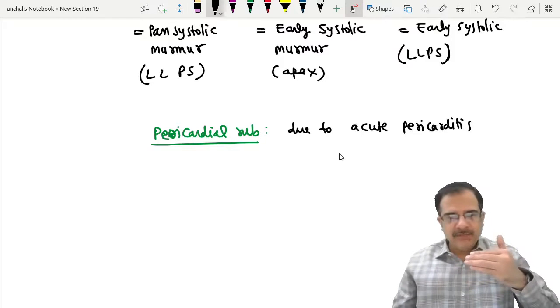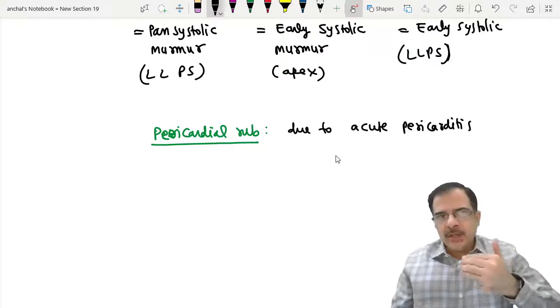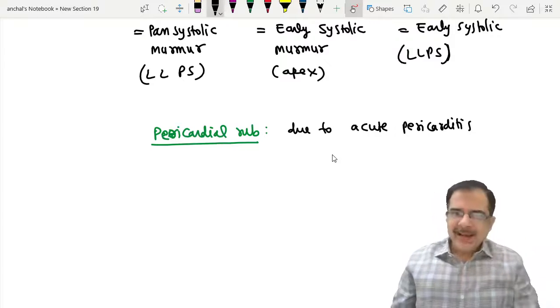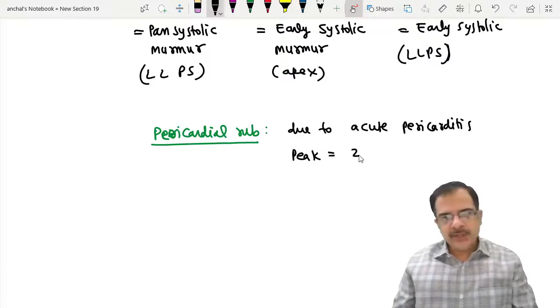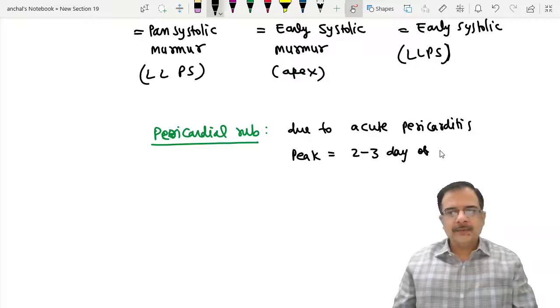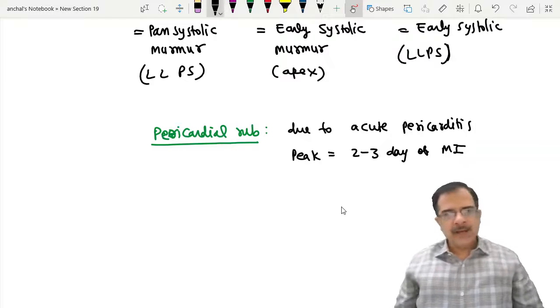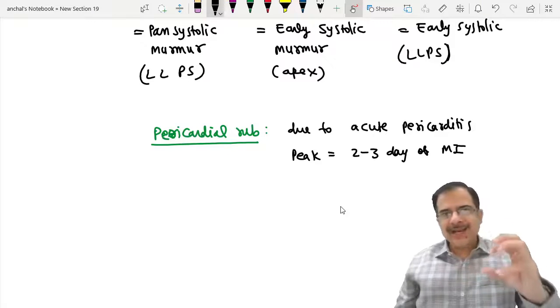Why acute pericarditis? Because the inflammation spreads from the transmural area to the pericardium. So it is a local spread of the inflammation. MI is a type of inflammation, and this pericardial rub is heard at its peak on the second and third day of MI. Pericardial rub due to acute pericarditis. So these are the clinical features of myocardial infarction, that is the symptoms and signs.